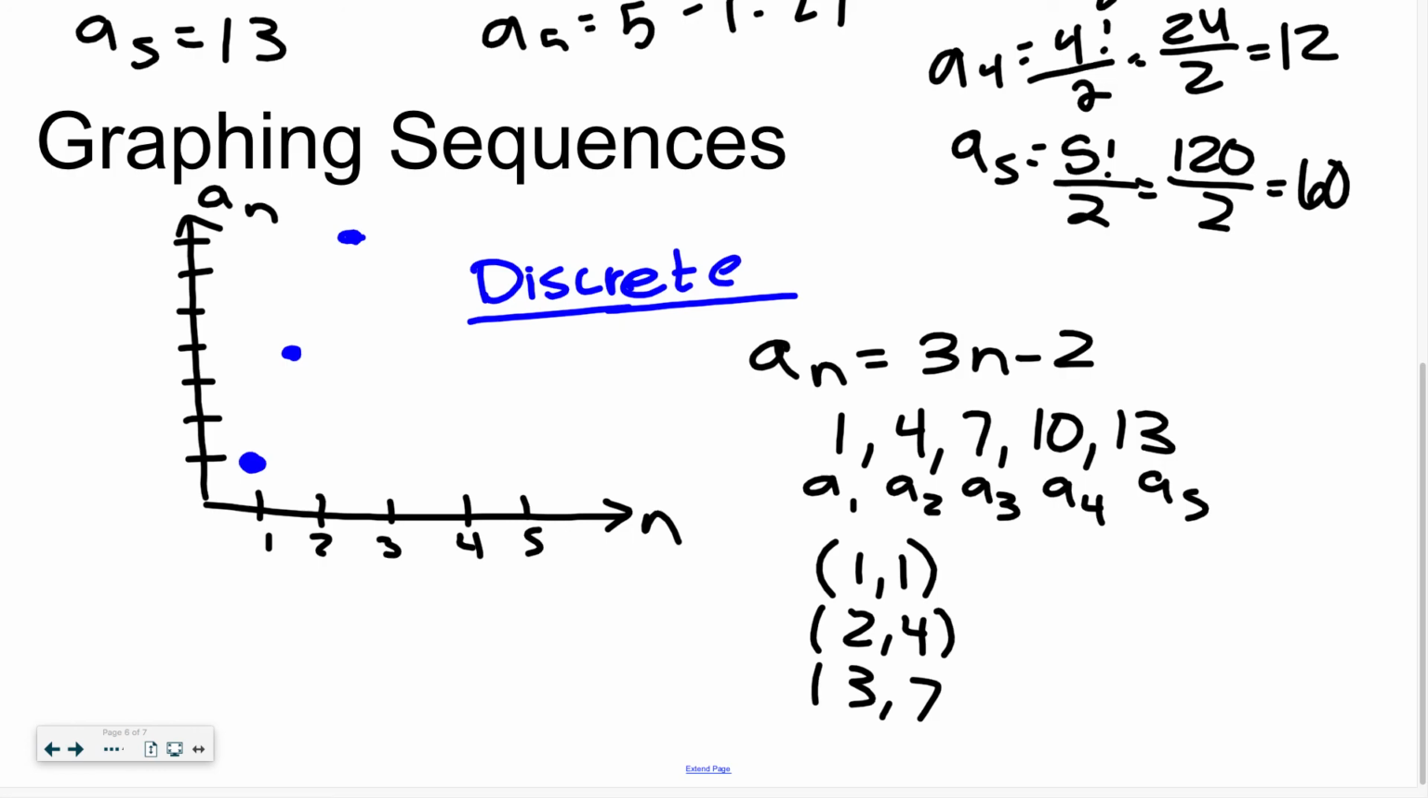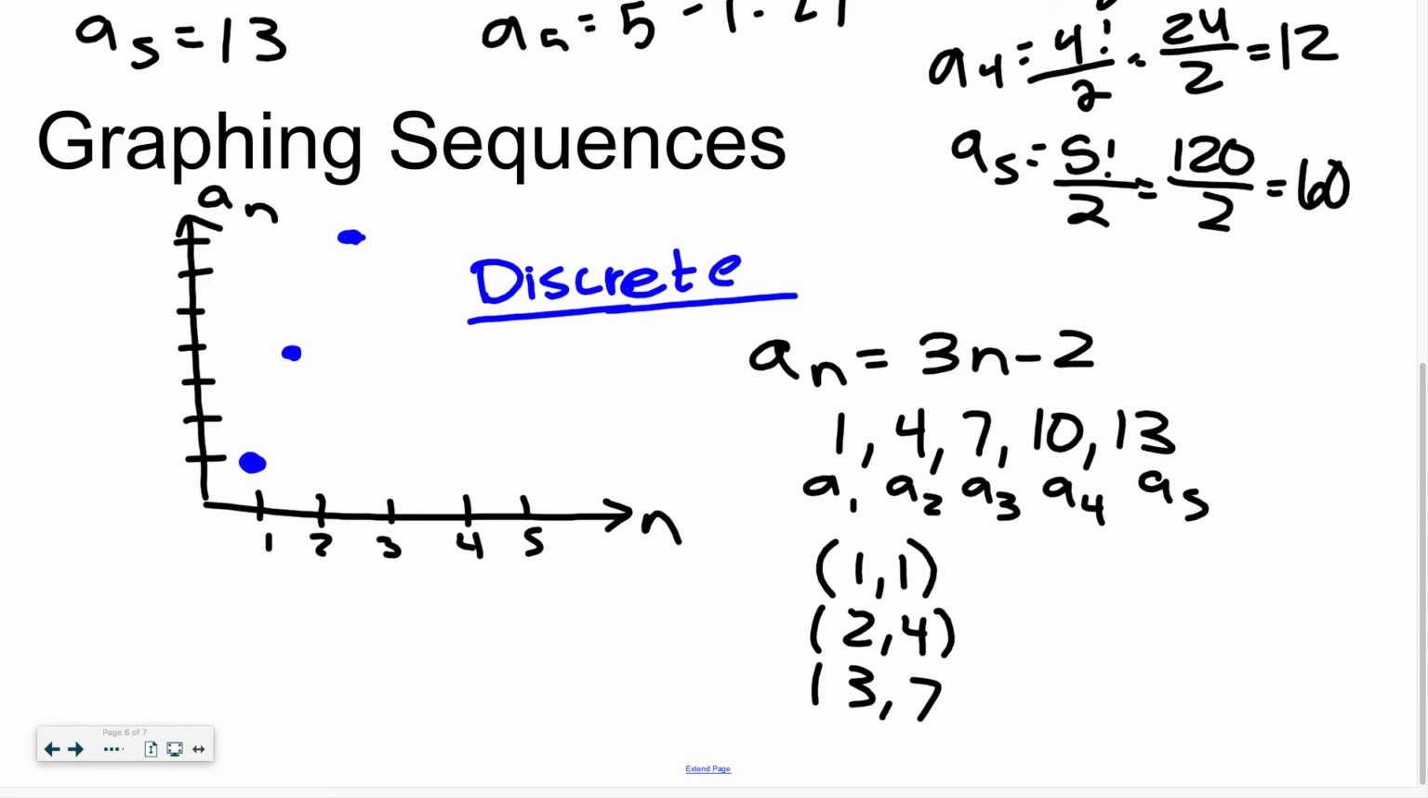Sequence graphs are discrete. And we really don't spend a lot of time doing discrete graphs anymore. Maybe we did back in middle school if we were doing scatter plots or algebra 1. But it's been a long time since we left a graph unconnected. If you're asked to graph, you're literally just plotting the points for the different terms. Don't connect them. Why wouldn't I want to connect them?